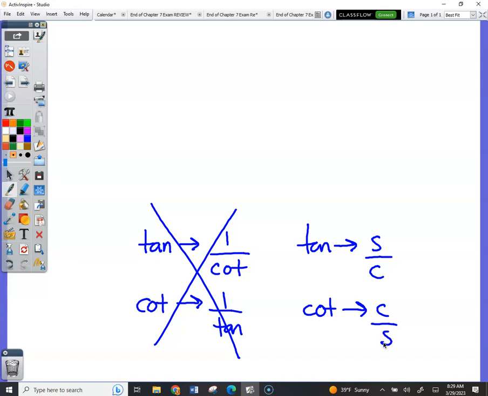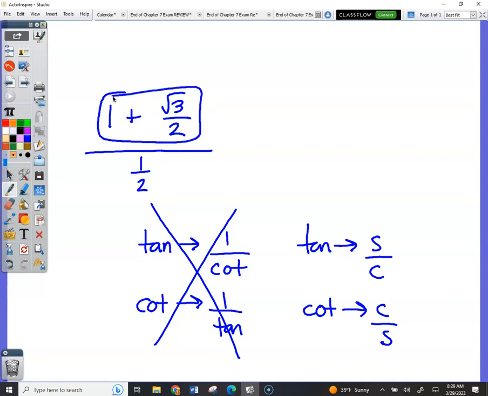The other thing is remember to get common denominators and get it to a single fraction before you keep, change, flip. You cannot keep, change, flip. For instance, if you have something like that over, even if that's a single fraction, you can't keep, change, flip this until this is a single fraction. So be careful with that.